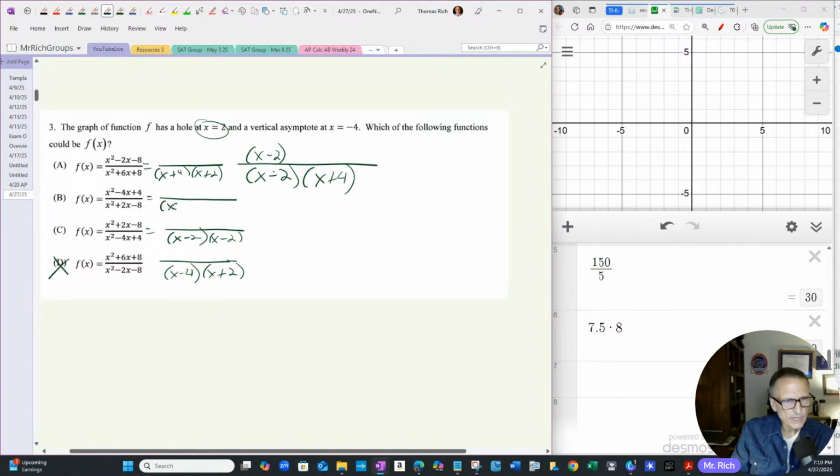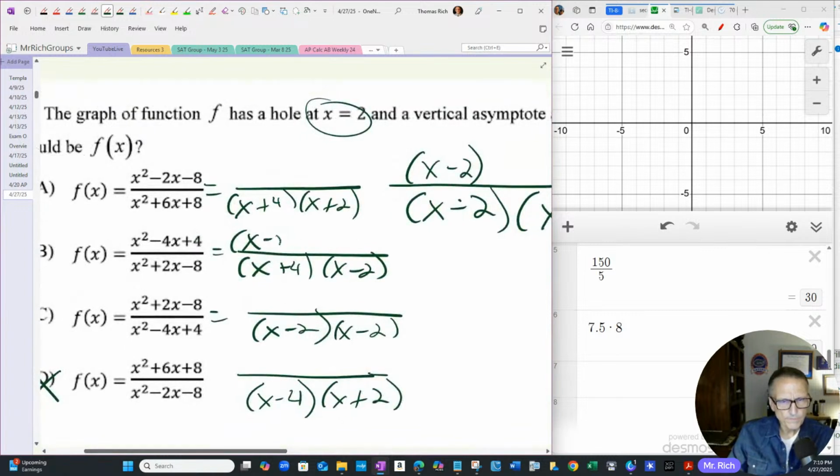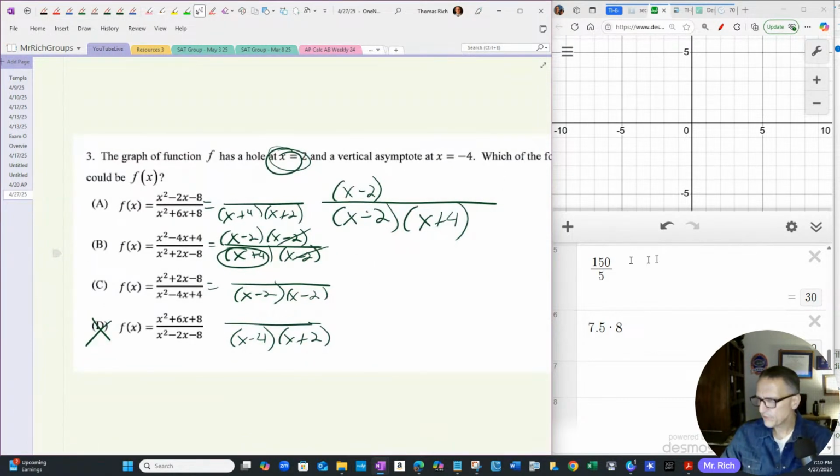This is going to be an x plus 4, x minus 2. And if you factor the numerator here, you can see that that's going to be x minus 2 times x minus 2. Therefore, that's going to create a hole at x equals 2. And the x plus 4 factor that remains in the denominator will make that vertical asymptote at x equals -4.